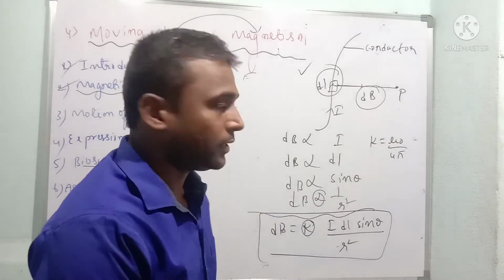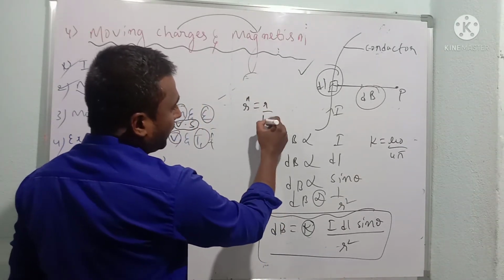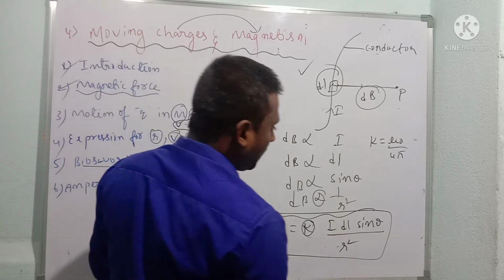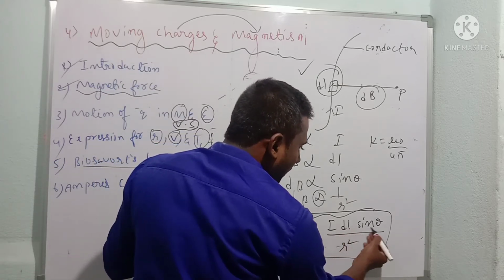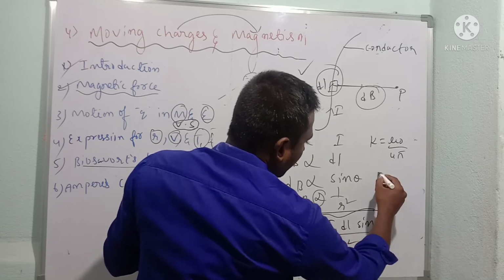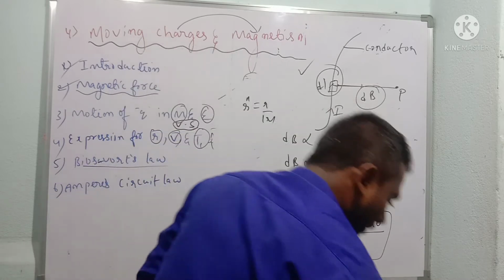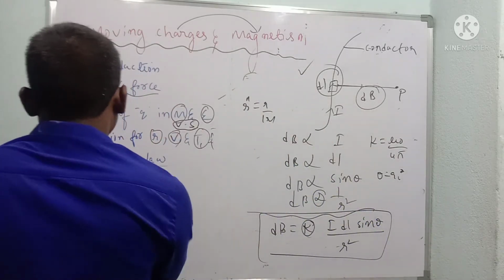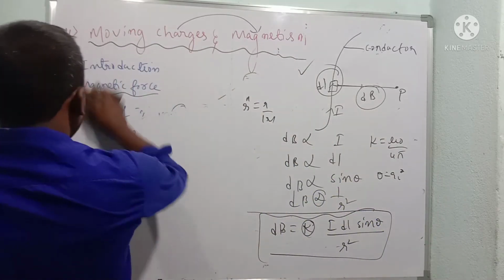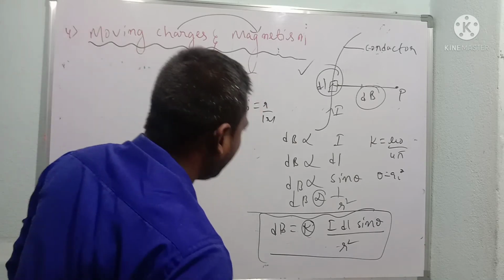They may ask this in the CET. We know that in vector form, a unit vector is equal to the vector divided by its magnitude. So it becomes I dl sin theta. Now if I keep theta equal to 90 degrees, this expression becomes simpler. We are going to discuss only that, then Ampere's law, the next topic.